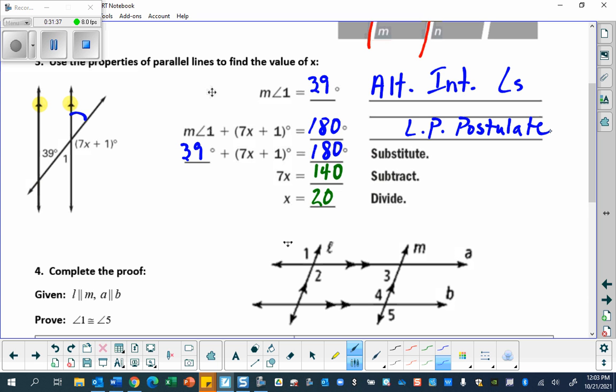What makes me able to say 39 degrees plus 7x plus 1 is equal to 180 degrees? That is my substitution property of equality. By the way, I combined some like terms. 39 plus 1 is 40, and then I subtracted 40 from each side. Says my subtraction property of equality. Divided each side by 2 says my division property of equality. I love this proof.